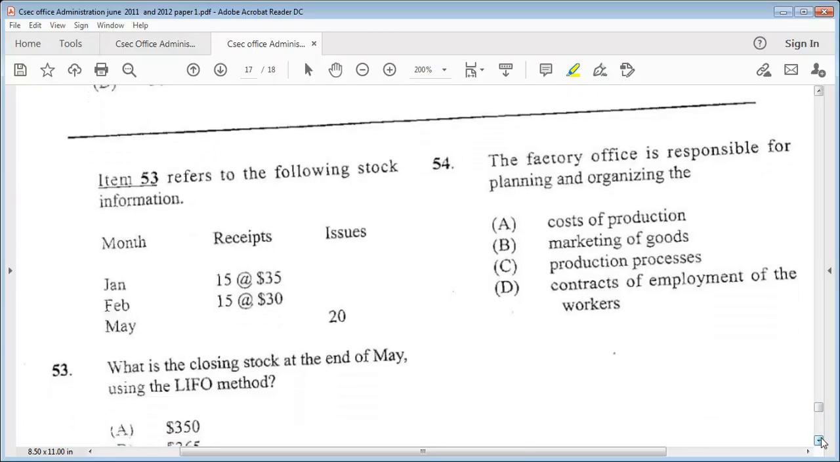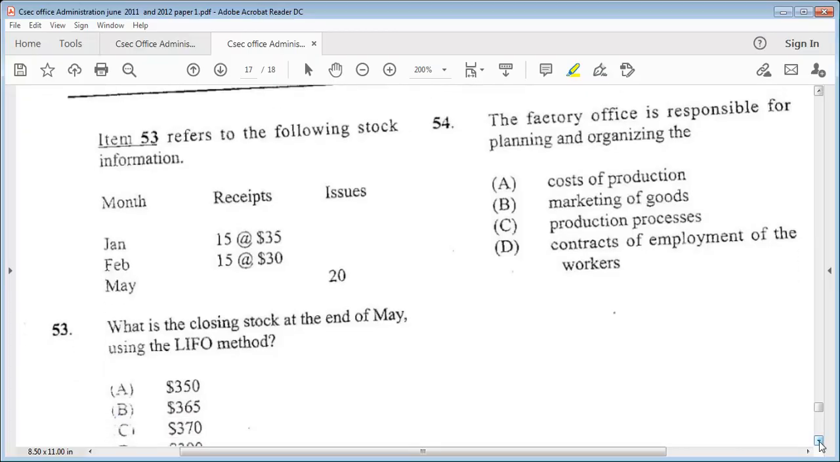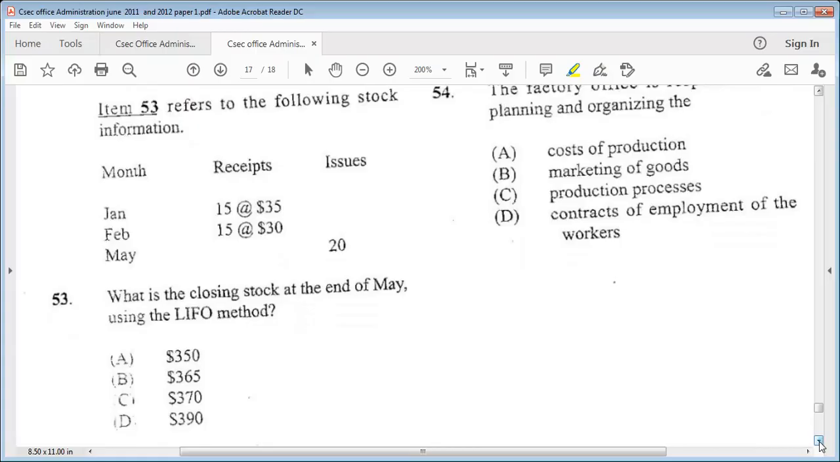Let's look at 53. Item 53 refers to the following stock information. We have January 15, February 15, we see how much stock was there and how many it cost. And on May 20 was issued. Now it says, what is the closing stock at the end of May using the LIFO method? LIFO, last in, first out method. So after working out, you should get $350. A should be your answer.